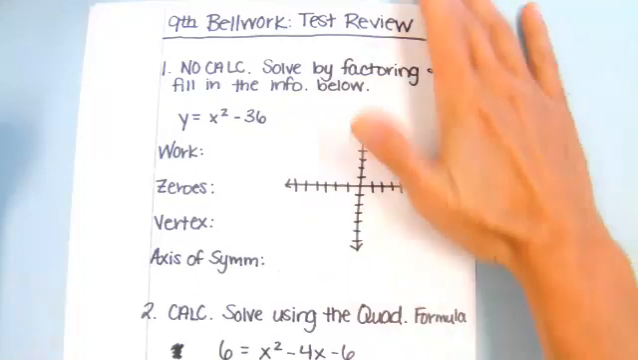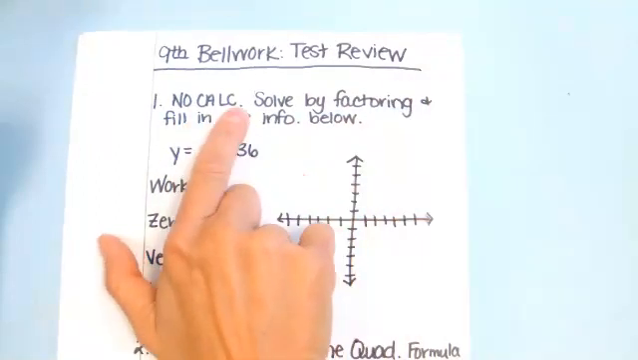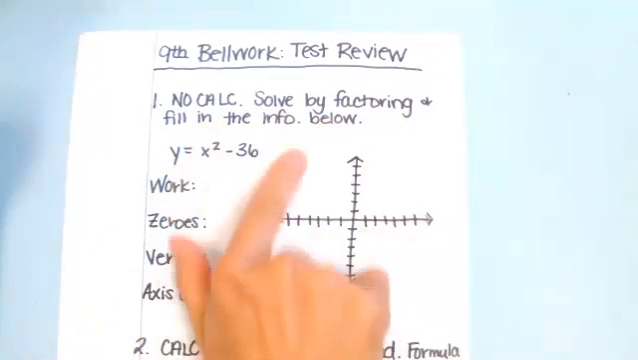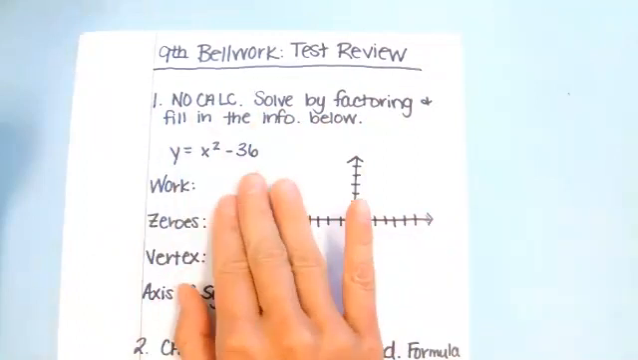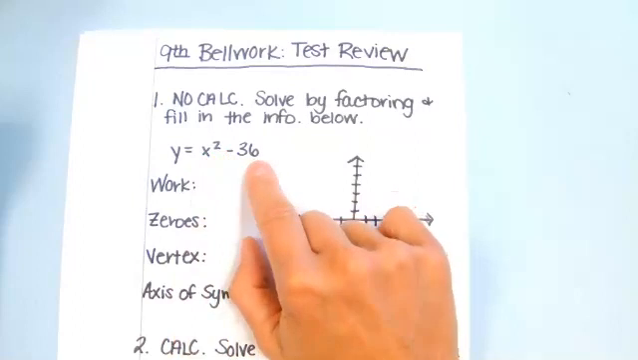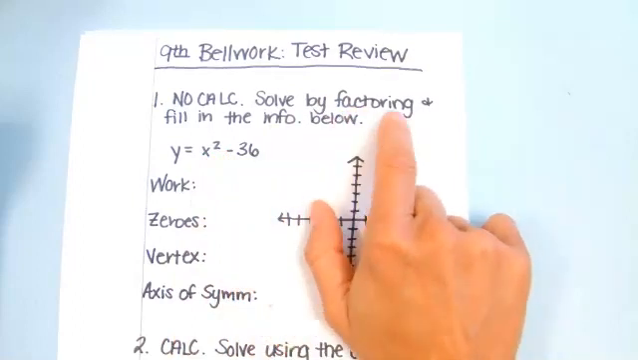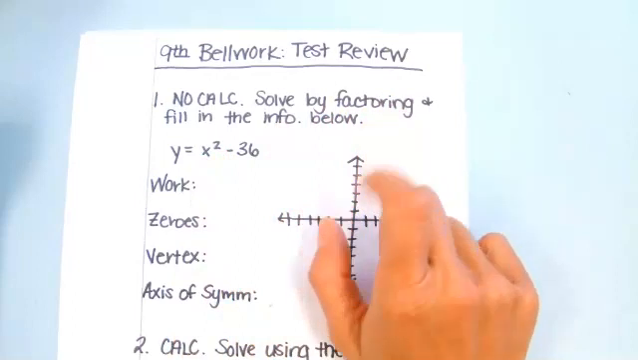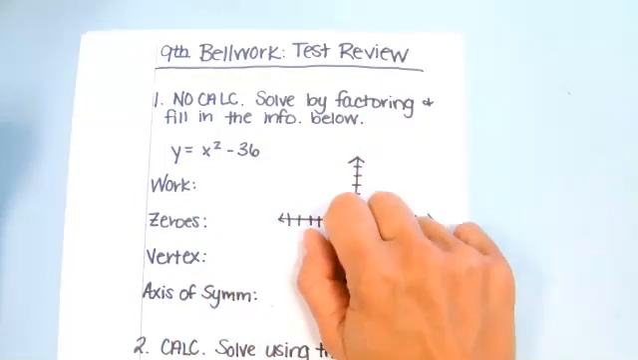So our first chapter 9 test review with no graphing calculator: solve by factoring and fill in the information below. So this is a quadratic equation, okay? And you've got an x squared minus 36. Now this says specifically to solve by factoring. So factoring means what? Put parentheses back in it, right?